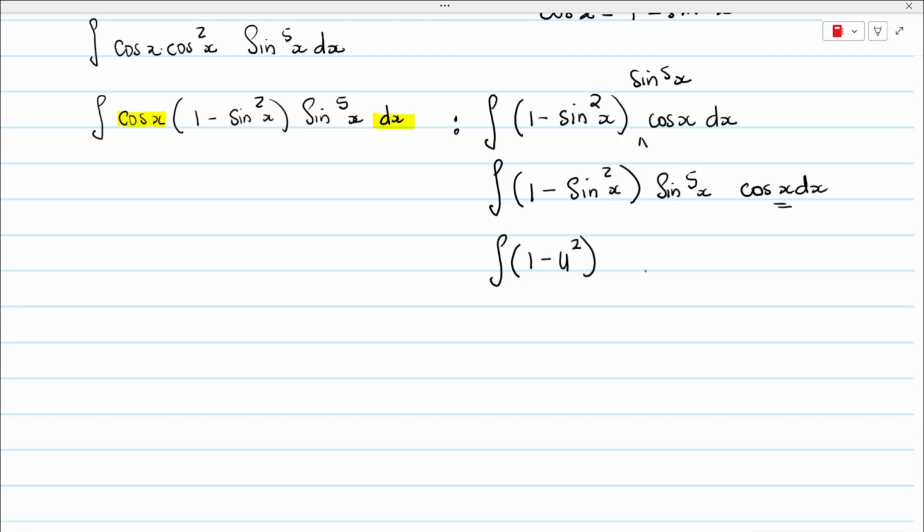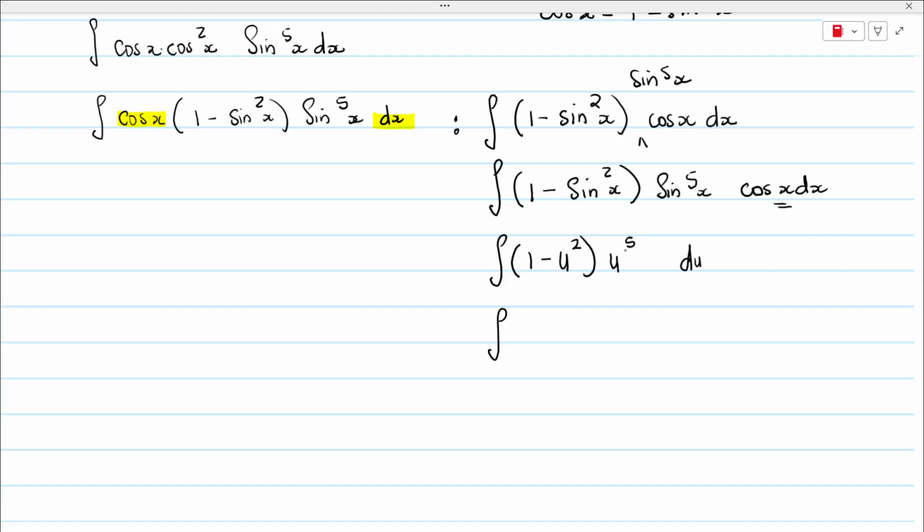I put back the square, and then I say u exponent 5. And then instead of cos x dx, I can write du, because cos x dx is equal to du. Now everything is expressed in terms of u. So let me further simplify this equation.